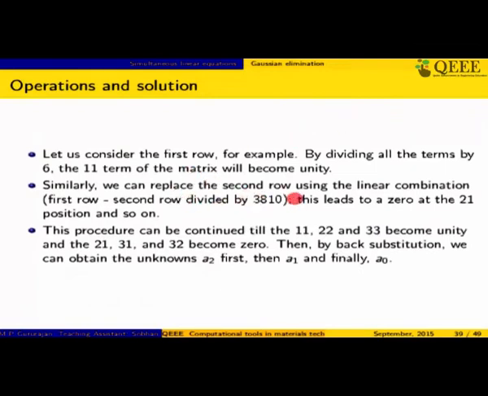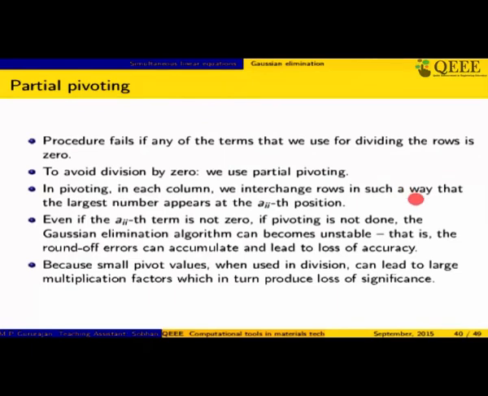So you can replace the second row using a linear combination of the first row minus the second row divided by 3810, and that leads to 0 in the 2,1 position and so on. This is continued till 1,1, 2,2, 3,3 become unity and 2,1, 3,1, 3,2 become 0. Then for the back substitution, A2 will be directly given by the right hand side number, and using that A2 you can calculate A1, because A1 plus something times A2 will be equal to the right hand side, and you know A2, so you can calculate A1 and so on and so forth. So this method is known as Gaussian elimination.